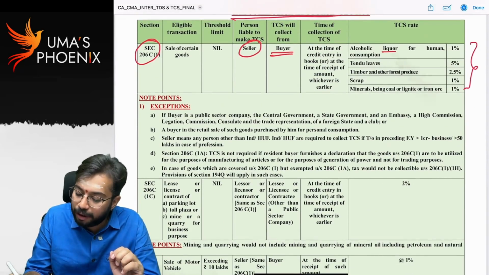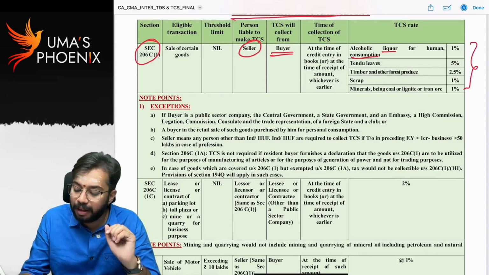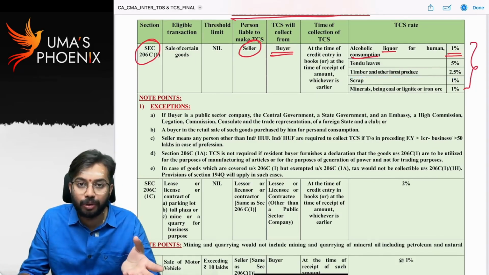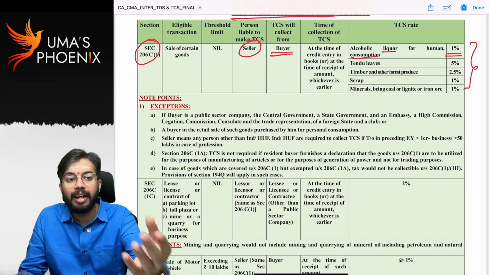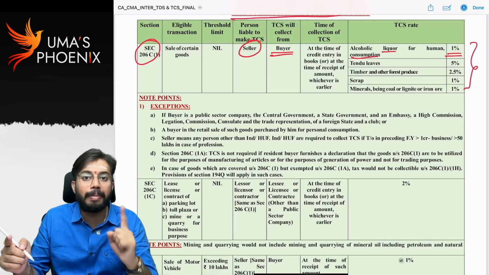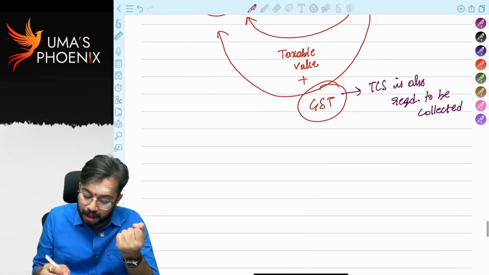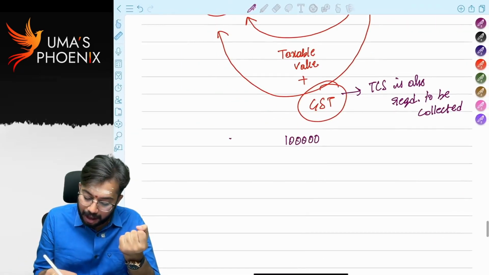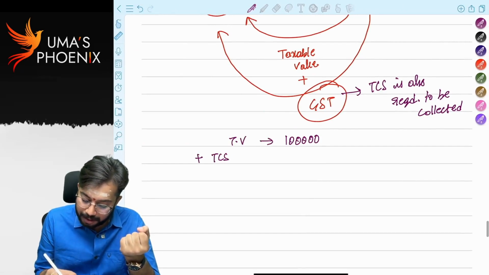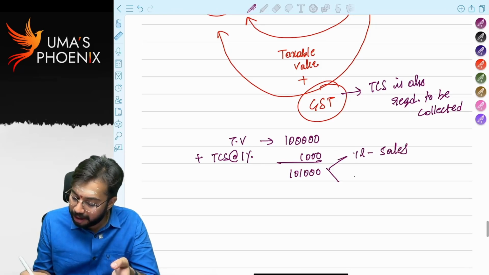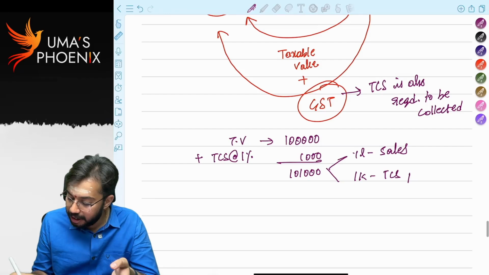Whenever alcoholic liquor for human consumption is sold, along with the taxable value, 1% TCS is required to be collected. Let's say 1 lakh rupees worth of alcohol is sold. The seller has to take 1 lakh from the buyer, and on 1 lakh additionally 1% TCS. That means 1 lakh 1000 will be collected by the seller. How much is the value of the alcoholic liquor? 1 lakh. So additionally TCS at the rate of 1%, that is 1000, will be collected. So total 1 lakh 1000 will be collected. Out of this, 1 lakh will be recognized as sales, and 1000 will be considered as TCS payable to the government. Is it clear?